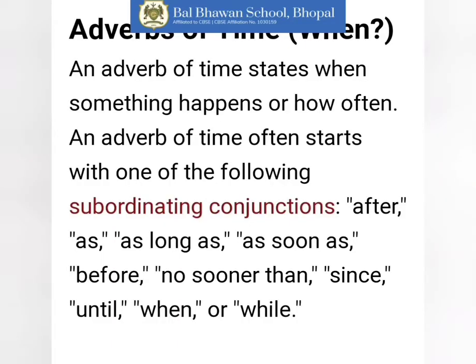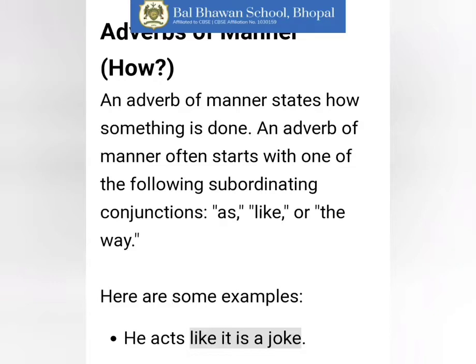Children, an adverb clause of time states when something happens or how often. It starts with one of the following subordinate conjunctions: after, as long as, as soon as, before, no sooner than, since, until, when, or while. For example, I will stay with you until your mother comes home. Here, the adverbial clause is until your mother comes home.